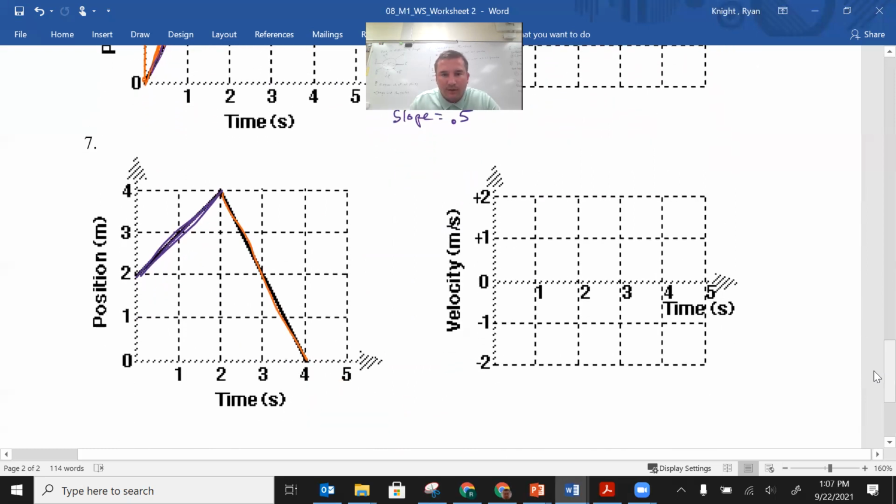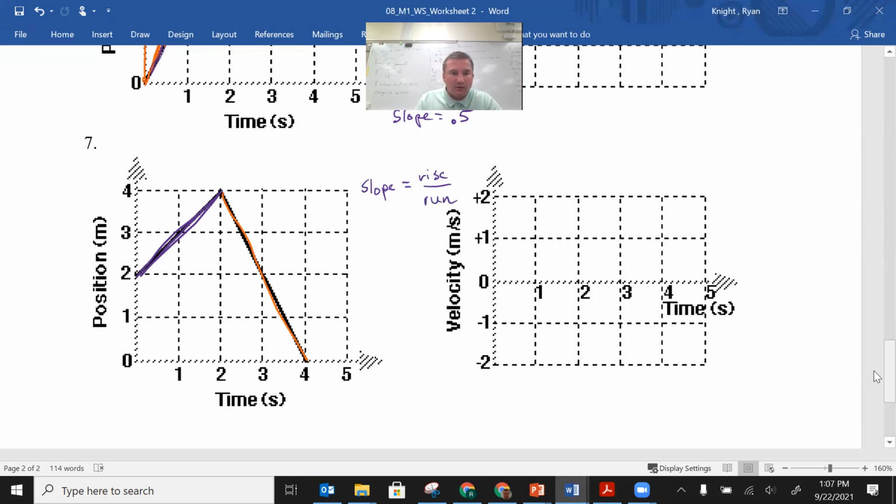Slope equals rise divided by run, right? And I can go rise and run. I'll count the boxes, 1, 2, 1, 2. So rise was 2, run was 2. Slope is going to equal 2 divided by 2. 2 divided by 2 gives us 1. So how long does that motion last for? That purple line goes from 0 seconds to 2 seconds. So from 0 seconds to 2 seconds, our line is going to be at 1.